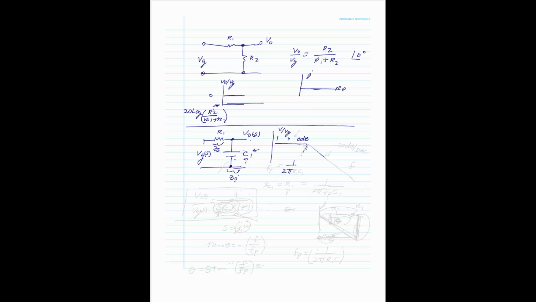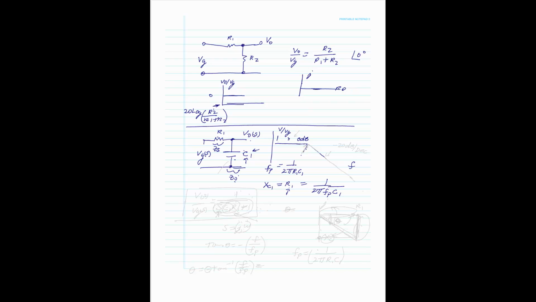And everybody knows what that breakpoint is. If this is frequency we're plotting, that's 1 over 2 pi R1C1. And that's derived from when XC1 is equal to R1, and this is 1 over 2 pi. We fix the resistor, therefore we fix this, and we call this a pole.